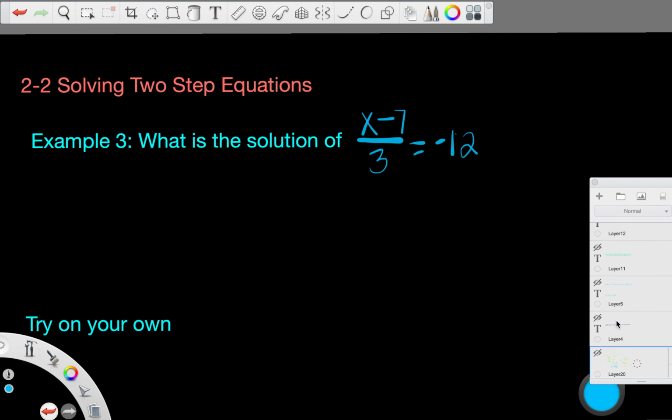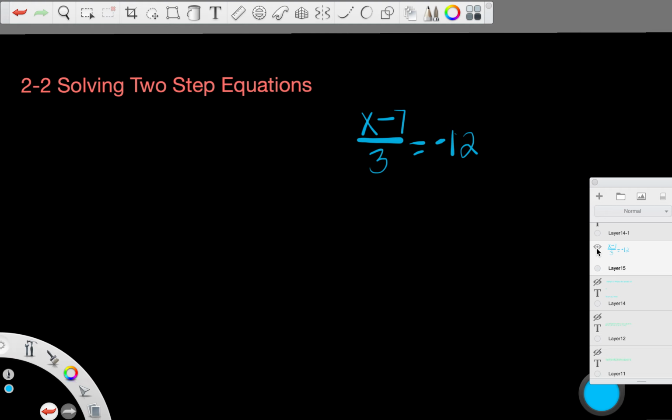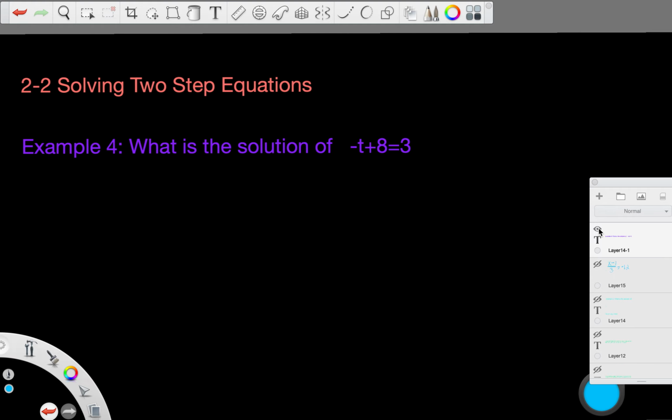Let me get rid of all this. One more, okay? What is the solution of negative t plus 8 equals 3? All right, awesome. So I'm going to dissect what this negative t actually means, okay? That negative t actually means that I have a negative number in front of the t. Now, if there's no number, I know that we can always write it as 1. So I have a negative 1t plus 8 equals 3.